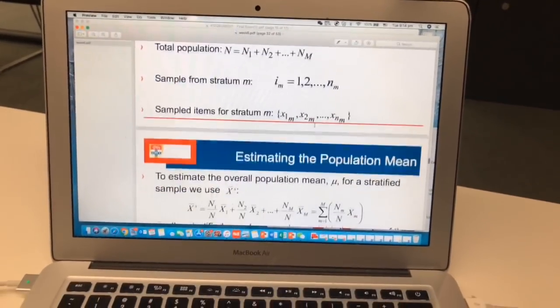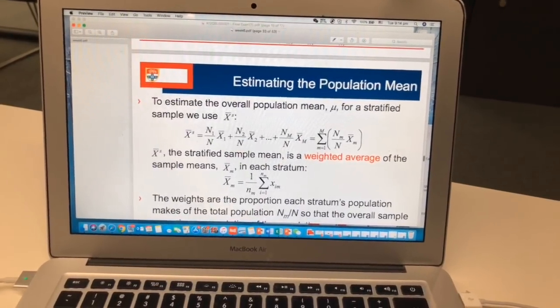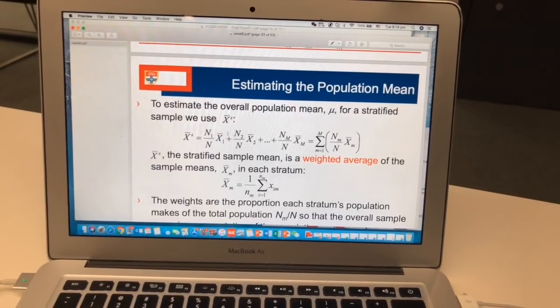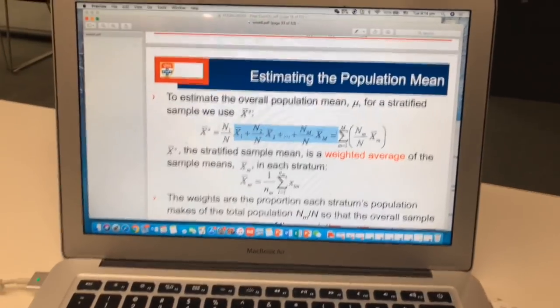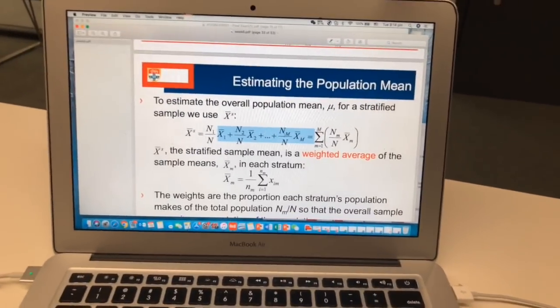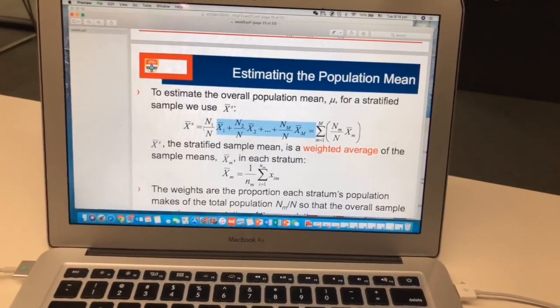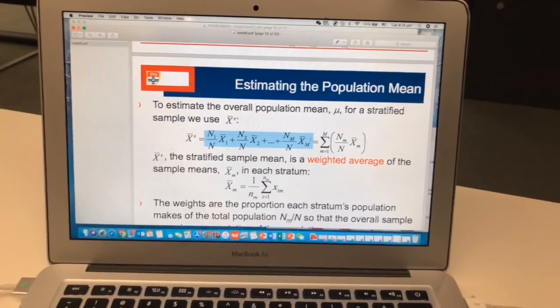All right, sampled items. So estimating the population mean. To estimate the overall population mean mu, for a stratified sample, we use X bar S. Do you understand this? For the stratified sample, the mean is just a weighted average of all sample means, right?